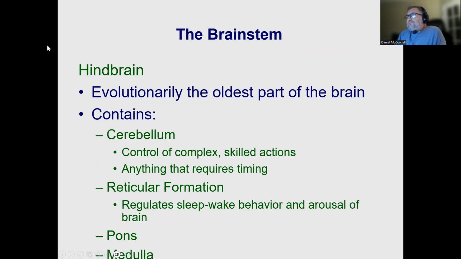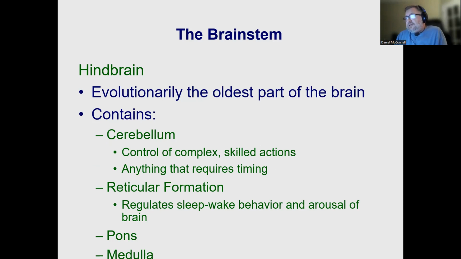So first up, let's talk about the hindbrain a little bit here. Evolutionarily, I guess we could say this is the most primitive part of the brain. It includes the cerebellum, reticular formation, the pons, and the medulla. Right. So those four parts are really important parts of the hindbrain. It's worth pointing out that the reticular formation spans further up the brainstem into the midbrain as well. So it kind of goes across both of those parts of the brain.